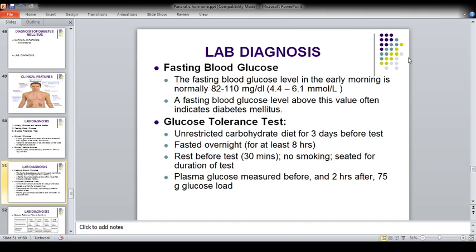A fasting blood glucose level above this value often indicates diabetes mellitus. Now the thing is, 111 to 125 is known as pre-diabetic, whereas more than 126 would be known as diabetic. A fasting blood glucose level above this value often indicates diabetes. So there's that. Now the oral glucose tolerance test.